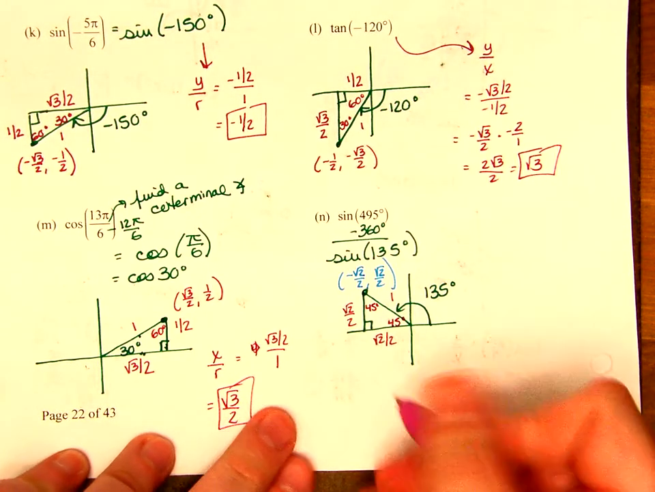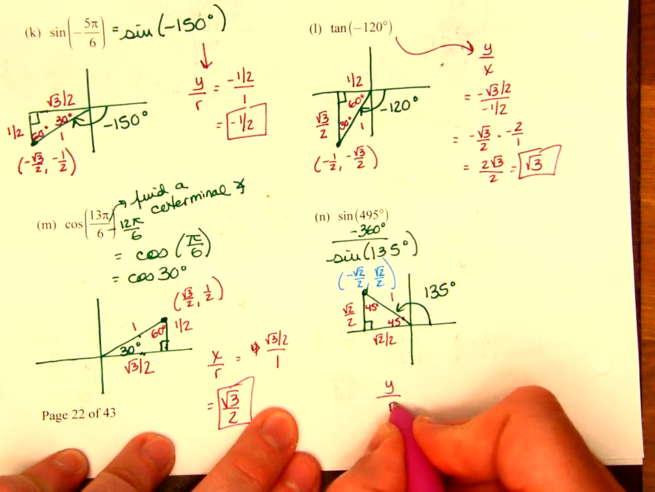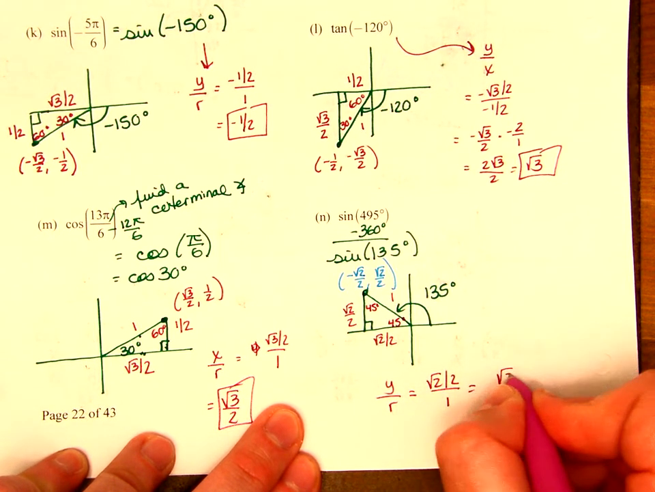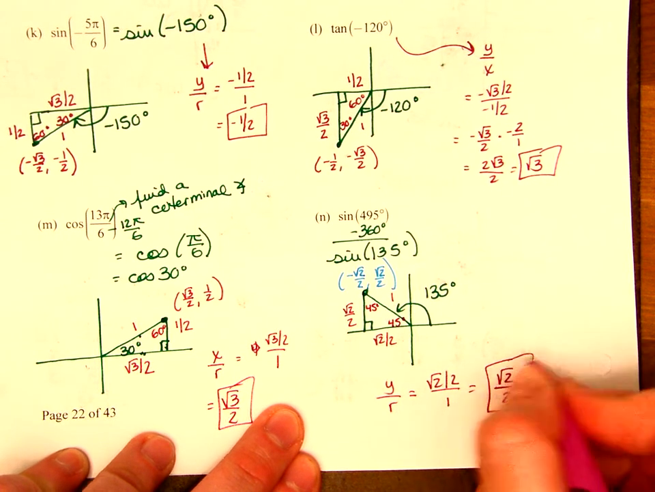The sine is the y over the r. Y is root 2 over 2. The r is 1, so the answer is root 2 over 2.